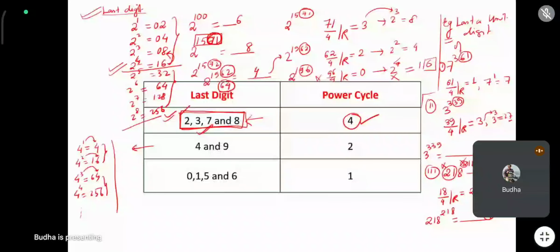9 to the power 1 is 9. 9 square is 81. 9 cube 729. So next time I'll have again 1. ठीक है? So 9, 1, 9, 1. Odd power 9. Even power 1. So ये आप on the spot भी check कर सकते हो.